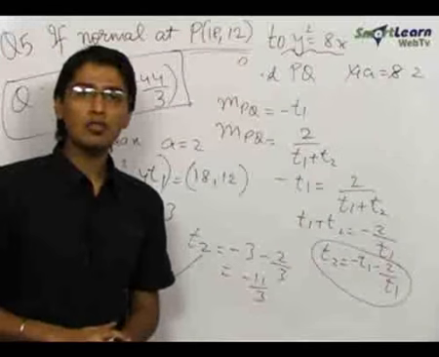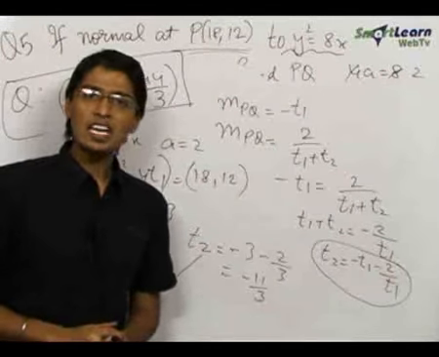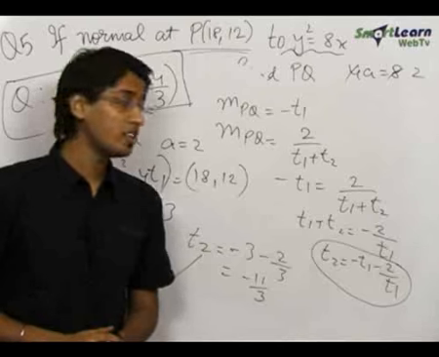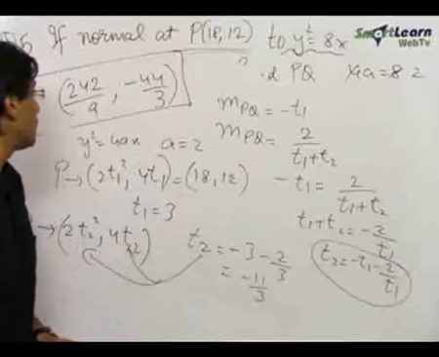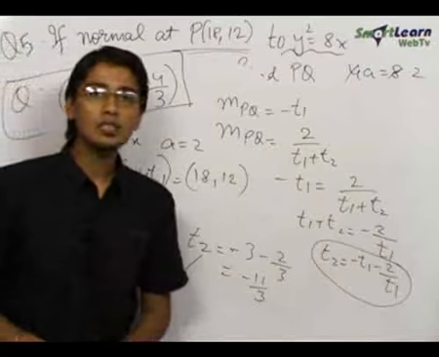These are two different methods for solving this problem. Any method can be beneficial for you according to your convenience. The final answer is (242/9, −44/3).